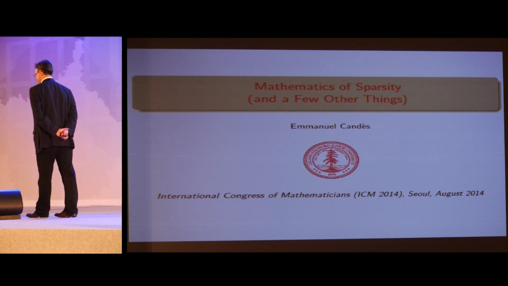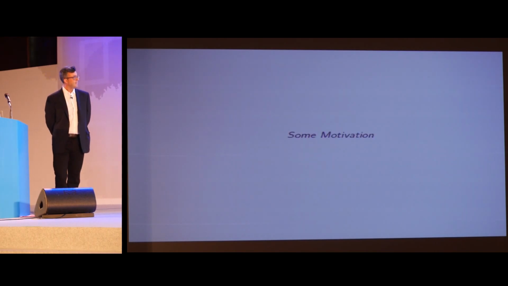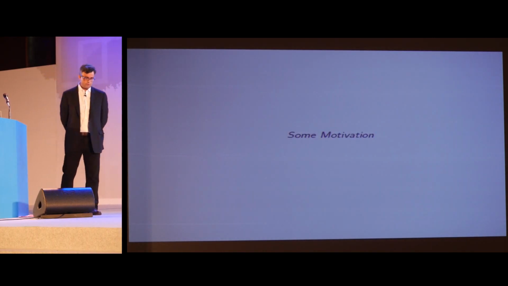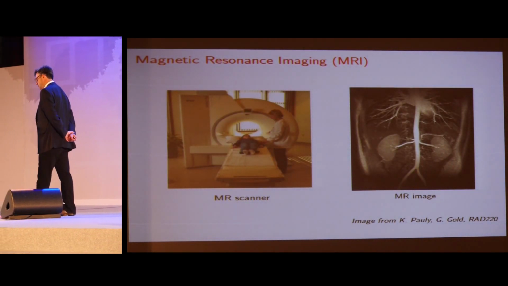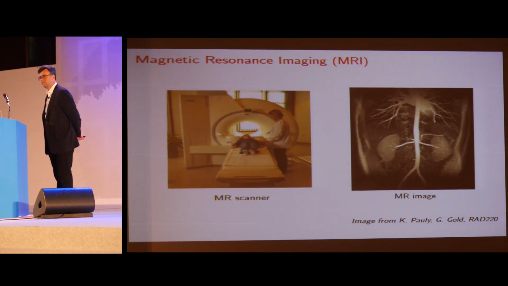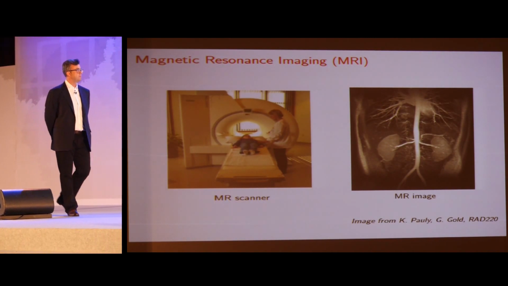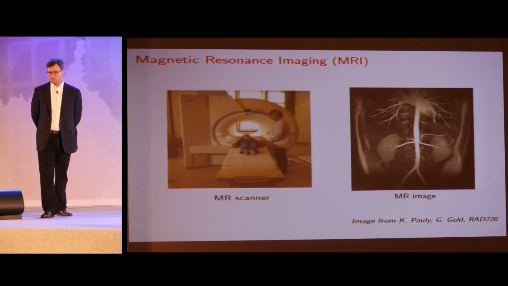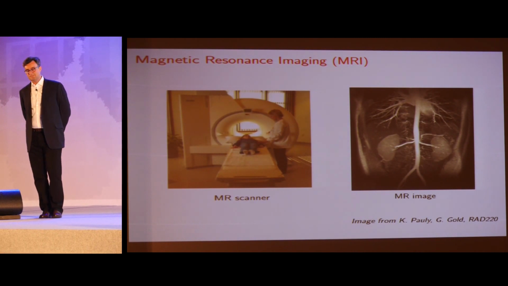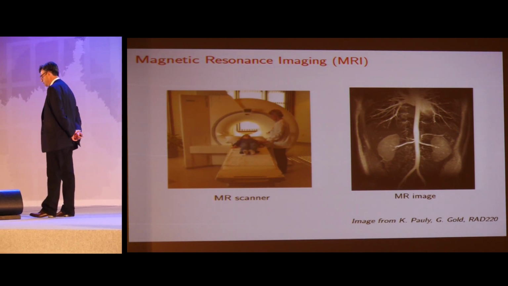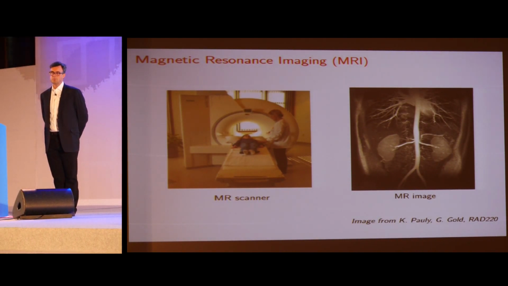Okay, so I'm going to tell you about the mathematics of sparsity as well as a few other things. And I'd like to motivate things first, and so our first motivating example is in the area of magnetic resonance imaging. As I'm sure everybody knows, this is a wonderful modality that lets you image soft tissues within the human body. And so when you are in an MR scanner, as this little girl is about to enter, the scanner is actually collecting information about you and ultimately produces a picture as that seen on the right.